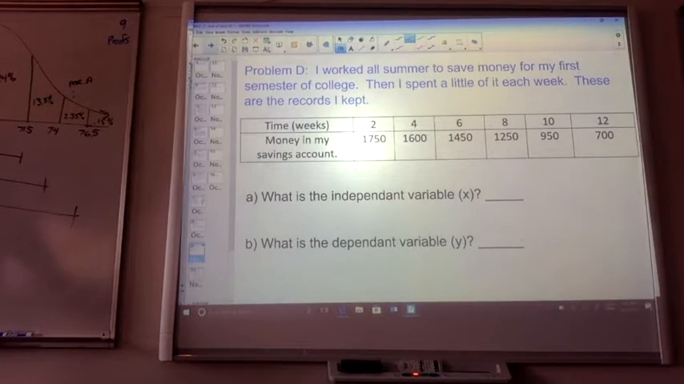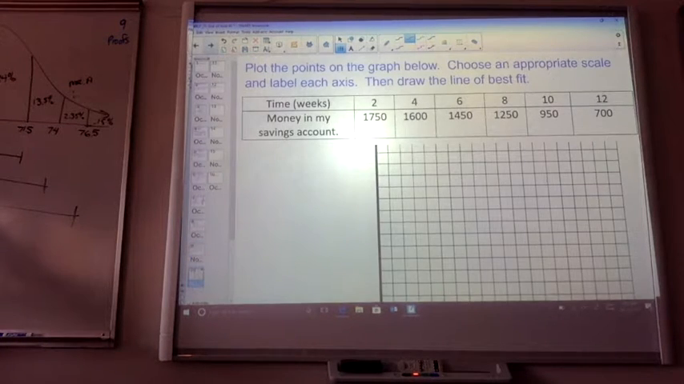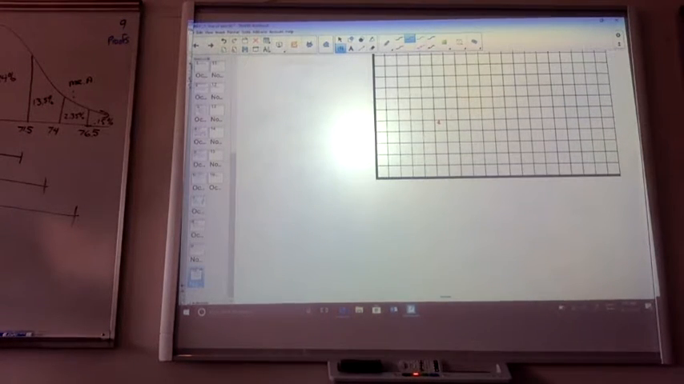So what would my x variable be up here? Time in weeks. What is the dependent variable? Money in my savings account. Right? Okay. So, can I move on? Yep. All right, so we have this information. So we said our x variable was what? Time in weeks. And then over here is money.